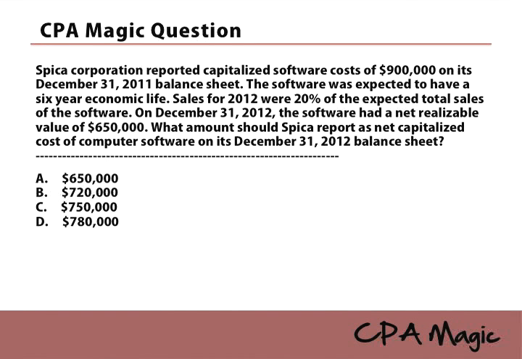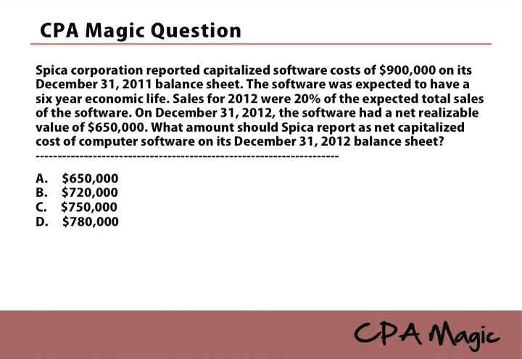So 6-year economic life, 900,000 divided by 6, 150,000. You would, if straight line amortization, 150,000. Sales for 2012, 20% of the expected total sales revenue of the software. So 20% times 900,000 is going to be 180,000. So amortization under the gross percentage of revenues method is 180,000. That is greater than 150,000. So you would amortize using percentage of revenues. But look at this next line here. On December 31, 2012, the software had a net realizable value of 650,000.